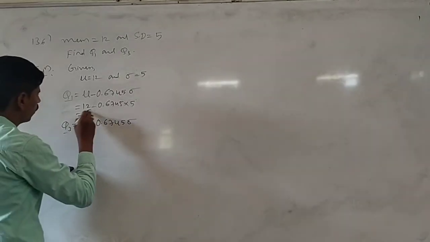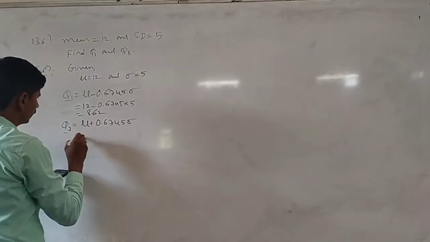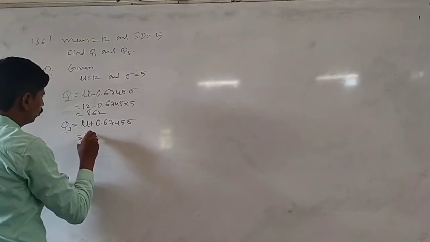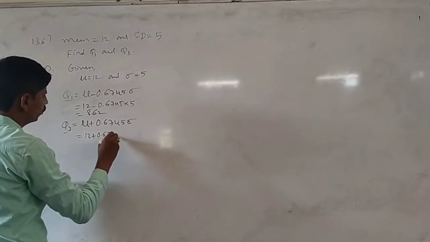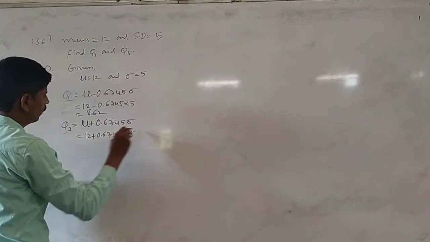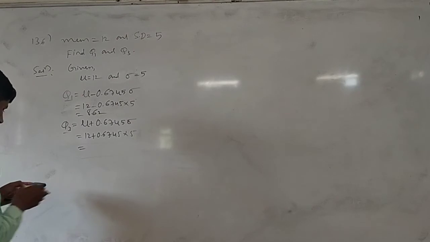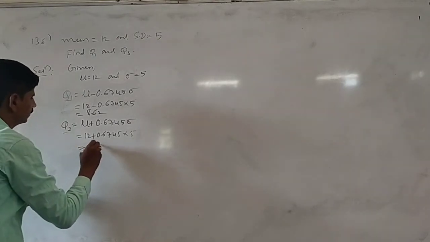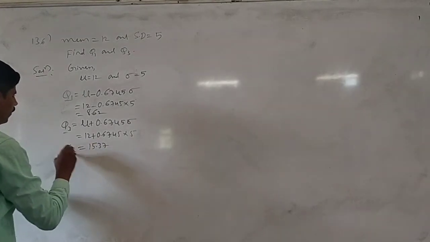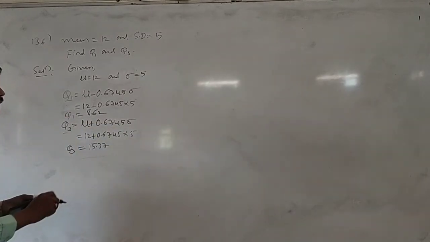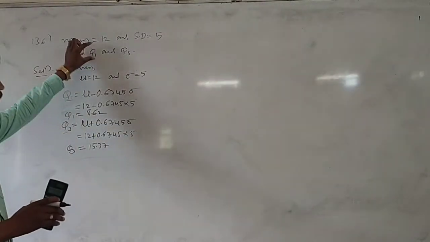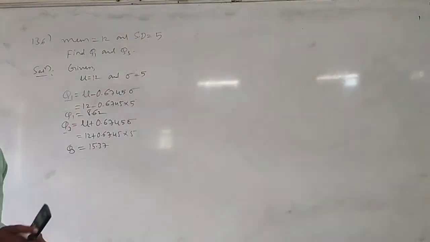Then we get 8.62. Next, 12 plus 0.6745 into 5, then we get 15.37. It is the Q3 value, and the other is the Q1 value. So we found the lower and upper quartile. Lower quartile is Q1 and upper quartile is Q3.